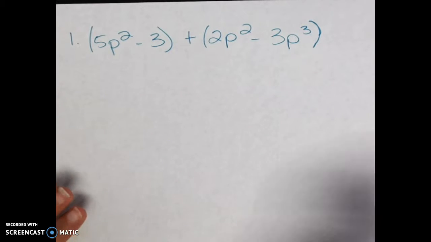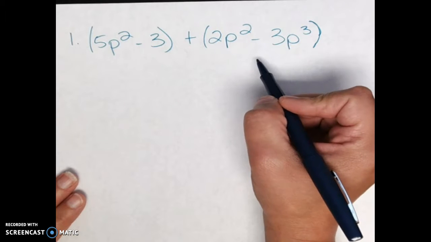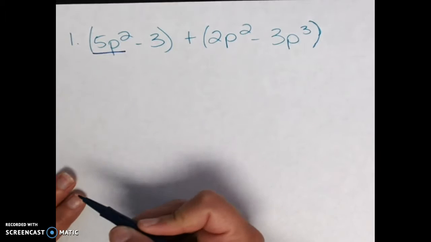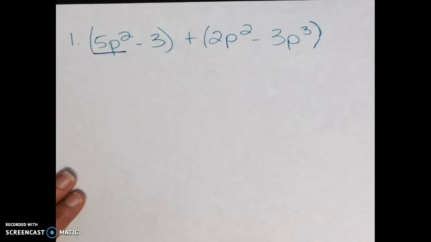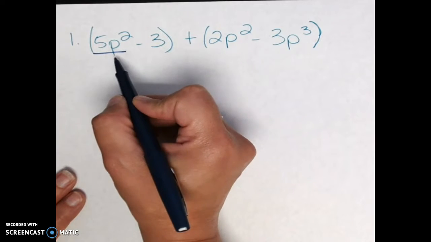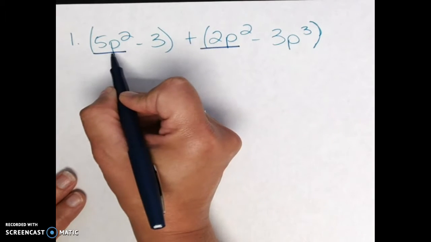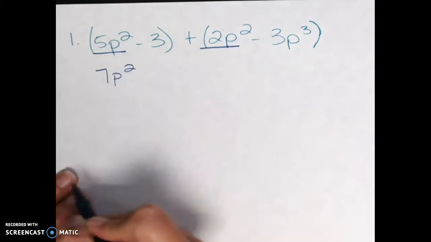In number 1, all we're doing is adding the first set with the second set. So I'm going to go ahead and look for anything that is alike. If I have 5p squared, that means my like term has to have a p to the second power in it. It can be anywhere within the problem. In this case, the only other p squared we have is 2p squared. So 5p squared plus 2p squared gives us 7p squared.